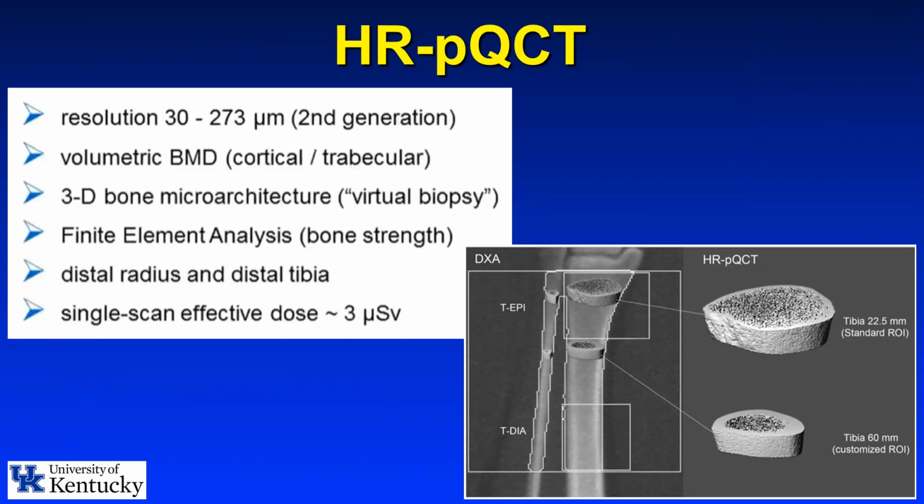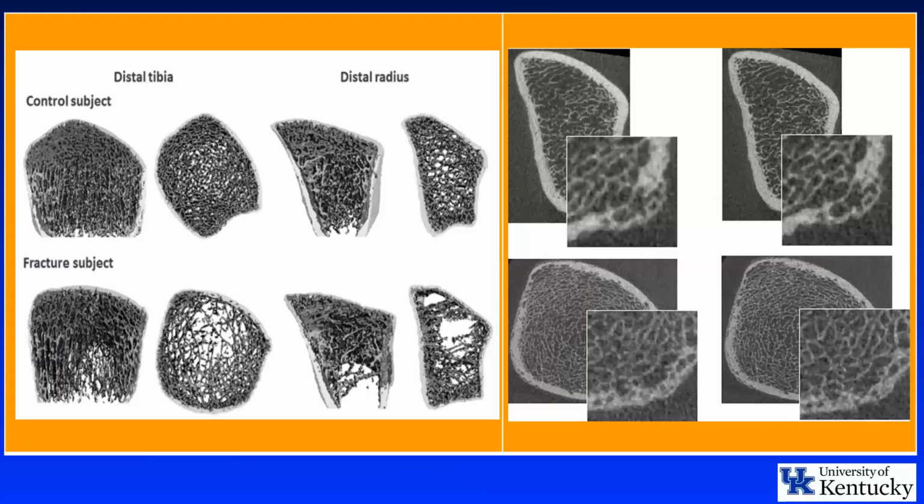It's usually peripheral, so it's mainly for the radius and for the tibia. A single scan gives you a very small amount of radiation exposure. When we talk about the regular CT, we're talking about milli units. Here we're talking about micro units, so the radiation exposure is very low. And here you can see a very nice image.